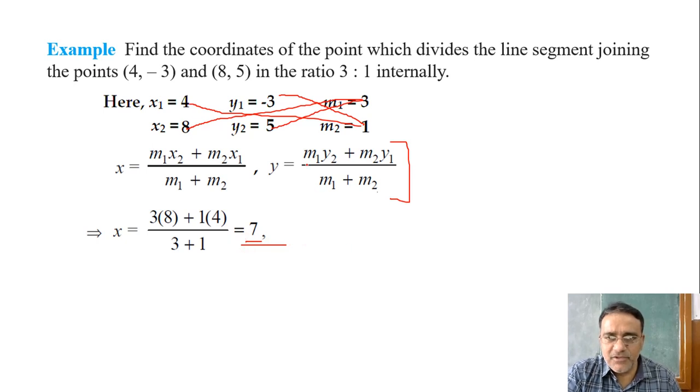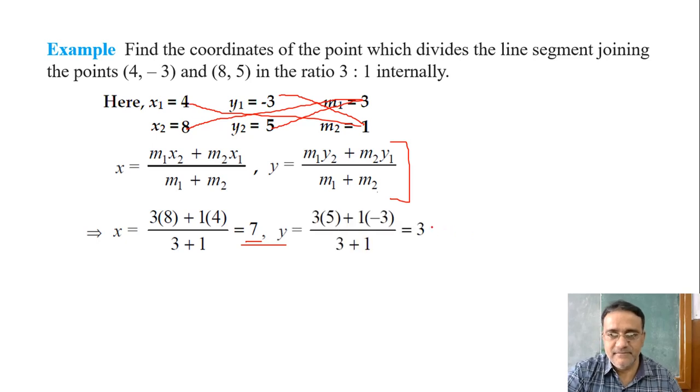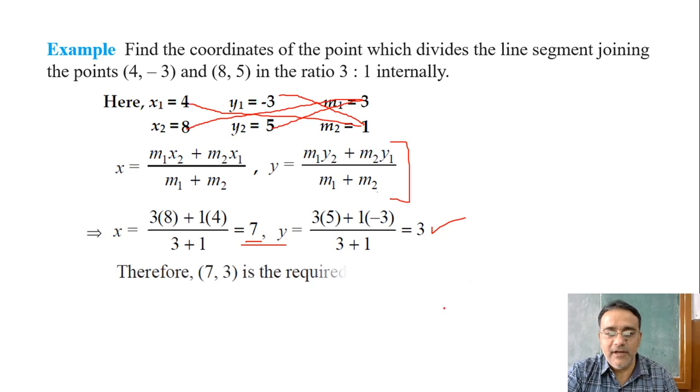And the next y will be 15 - 3. 15 - 3 is 12. 12 upon 3 + 1, that is 4, equals 3. So therefore (7, 3) is the required point. Any doubt in this question?